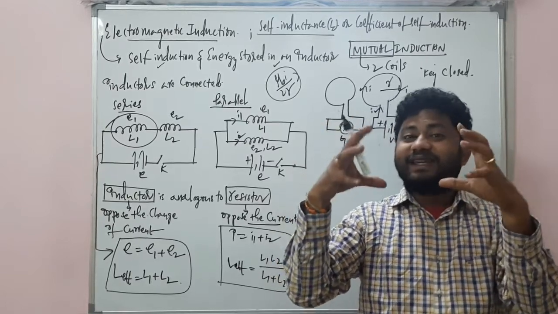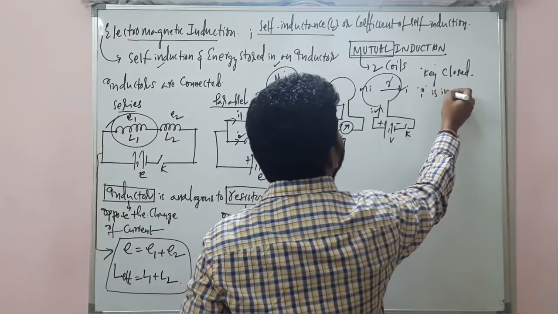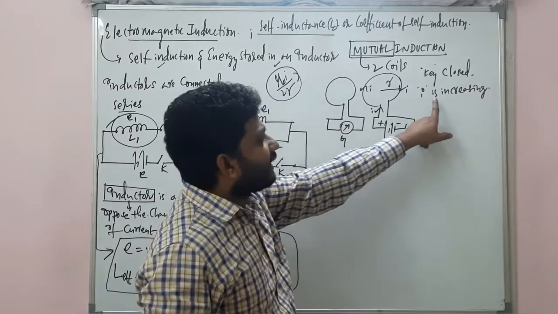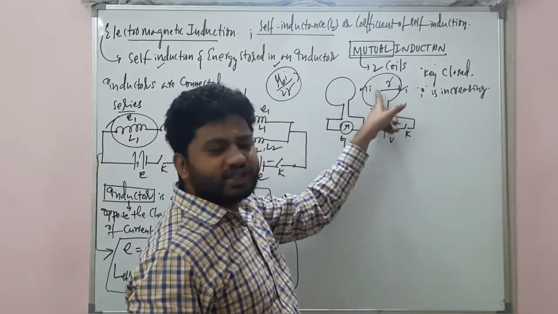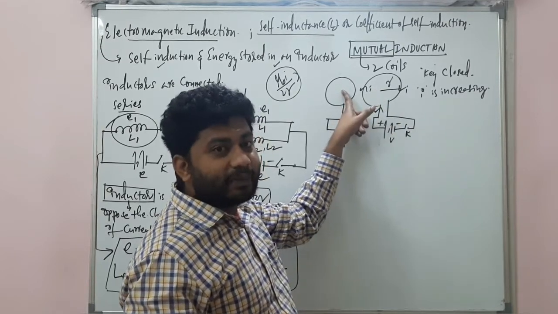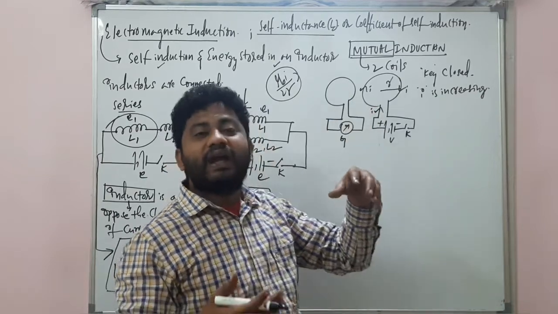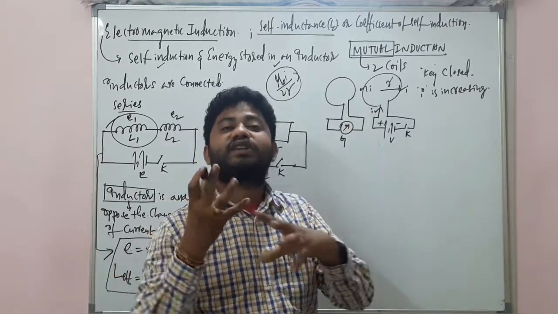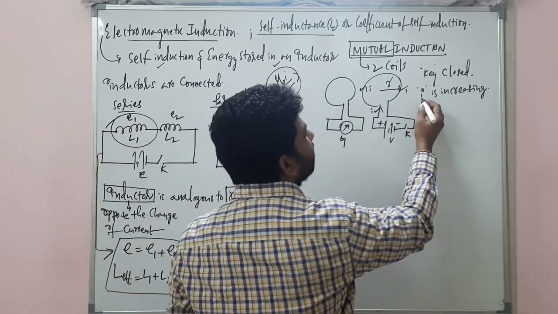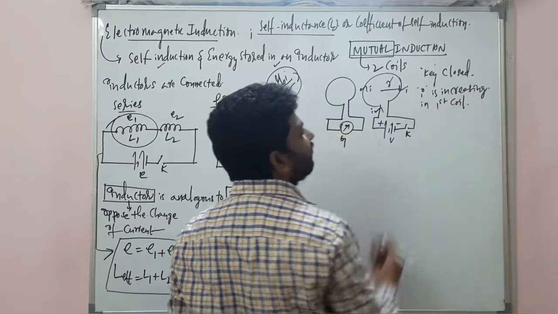If this current is changing, that's my point here. If the current is increasing, what happens? The magnetic field associated with this coil increases. So more magnetic field lines pass through the second coil, so the second coil will have a magnetic flux change, right? So I'm writing here, current is increasing in the first coil. So this is the first coil.